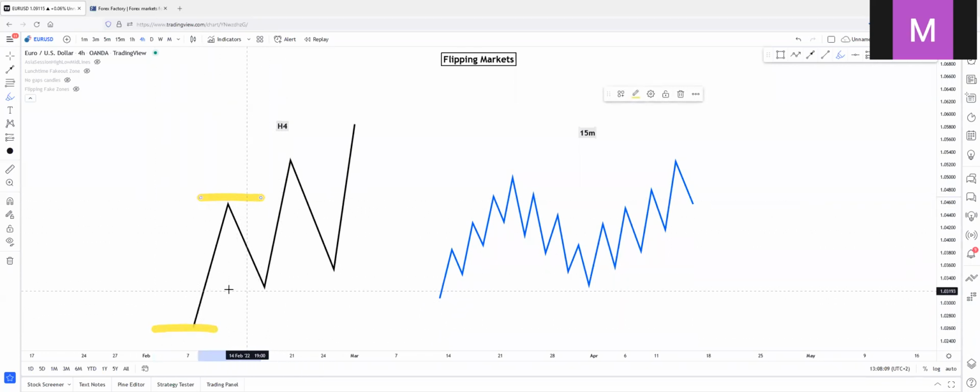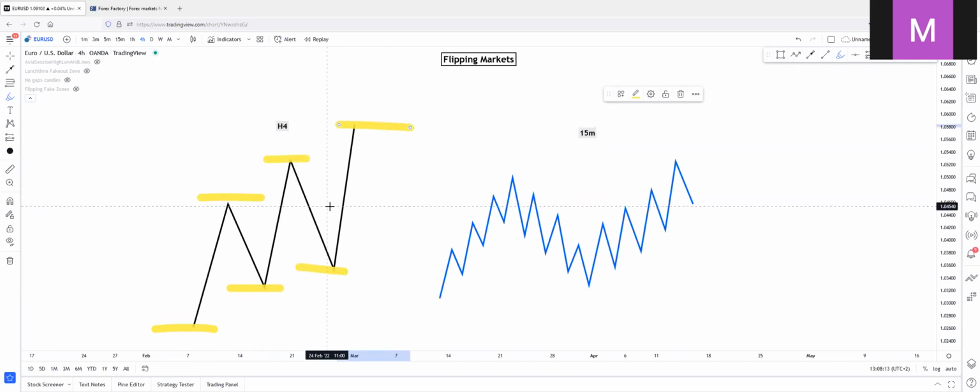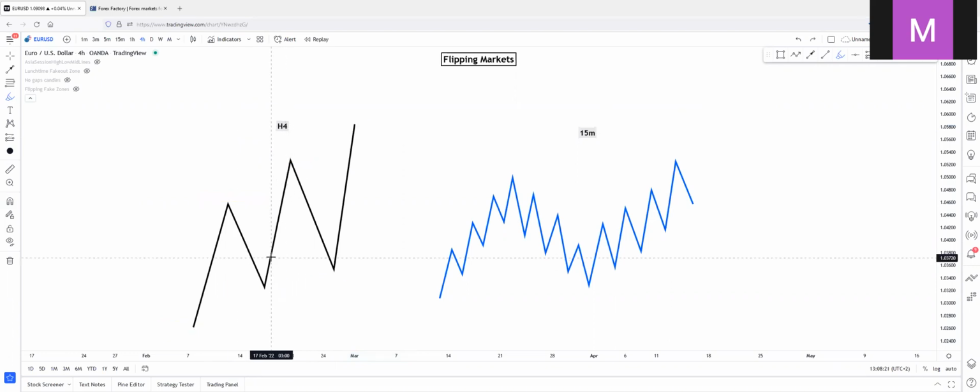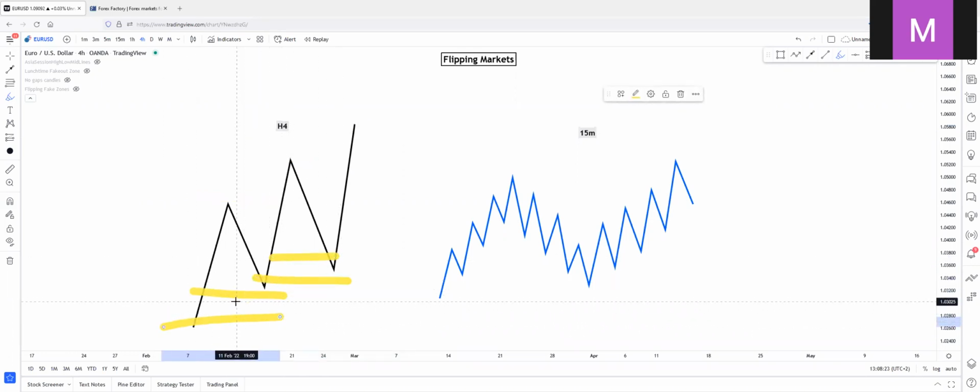creating high points, respecting low points, breaking high points, respecting low points, breaking high points. So it's creating a higher high, higher low structure, right? Breaking structures to the upside over and over again, respecting demand zones over and over again. So this is our 4-hour structure, and we know the 4-hour trend is bullish for us.